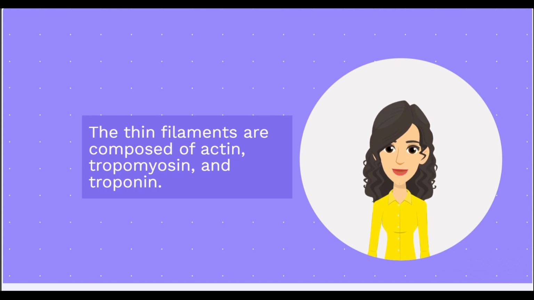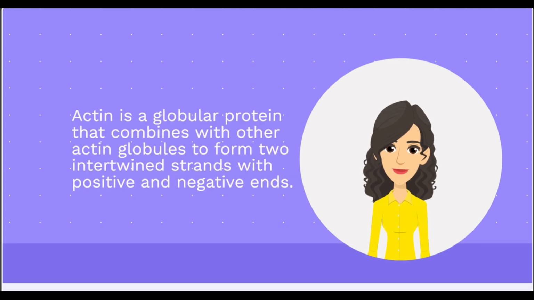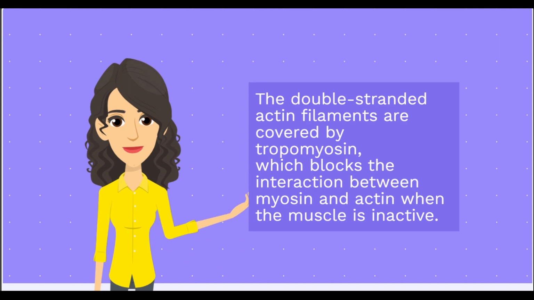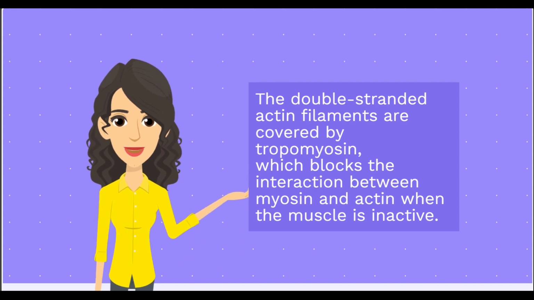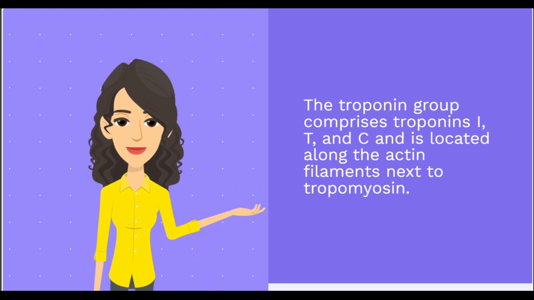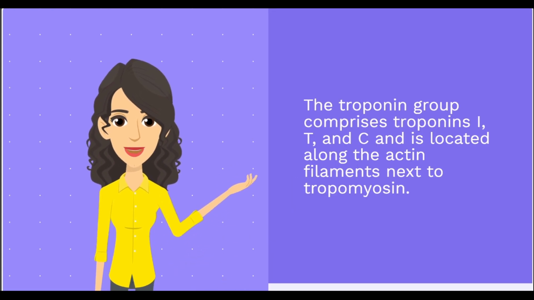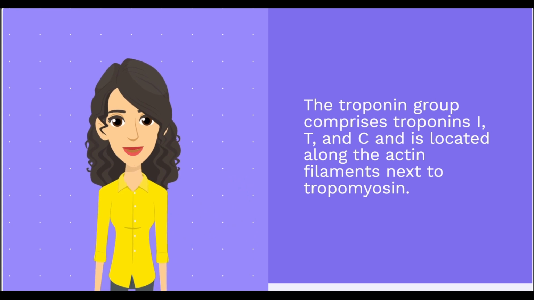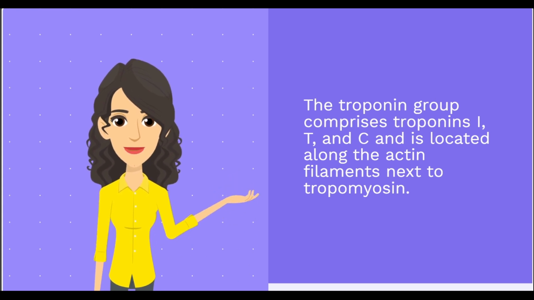The thin filaments are composed of actin, tropomyosin, and troponin. Actin is a globular protein that combines with other actin globules to form two intertwined strands with positive and negative ends. The double-stranded actin filaments are covered by tropomyosin, which blocks the interaction between myosin and actin when the muscle is inactive. The troponin group comprises troponins I, T, and C and is located along the actin filaments next to tropomyosin.